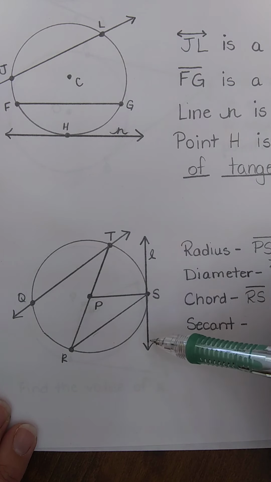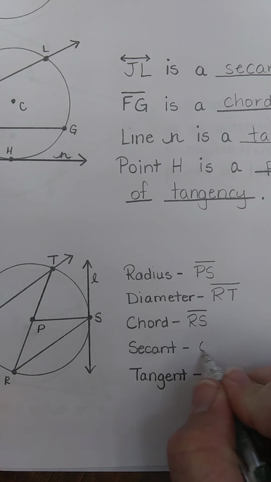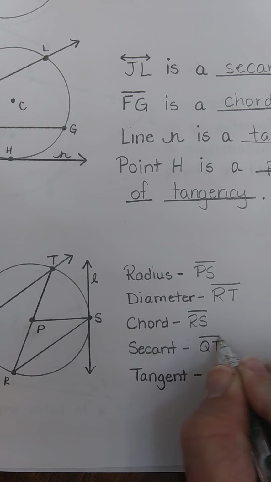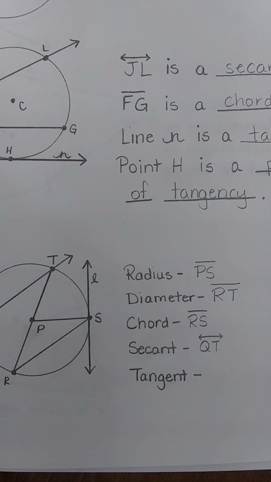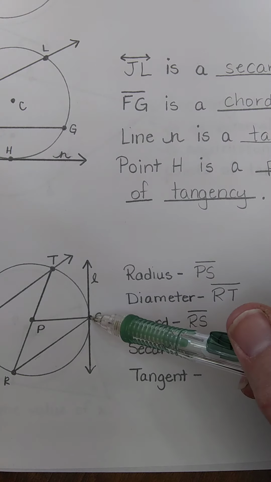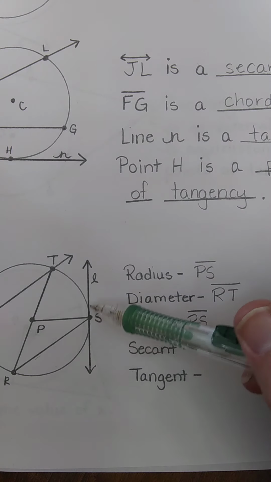This one has arrows and does go through the circle. So QT, and we would need to name that as a line, so it's going to have arrows over top. And then our tangent, here's the point of tangency. The only line that does not go through or inside of the circle is this line right here. It's named up here with a lowercase l, so the tangent will be line L.